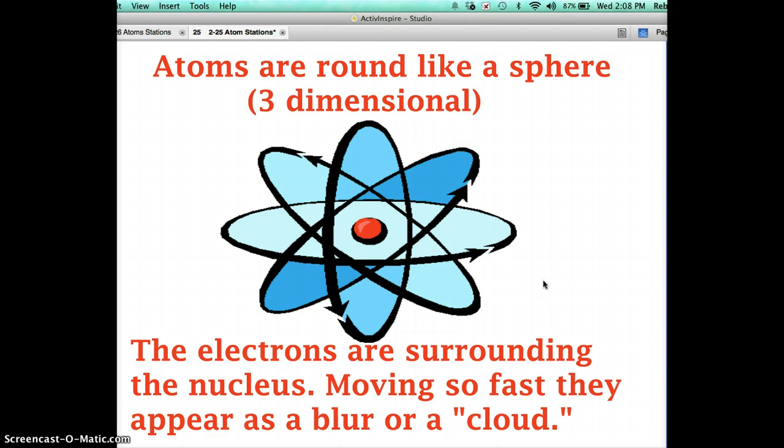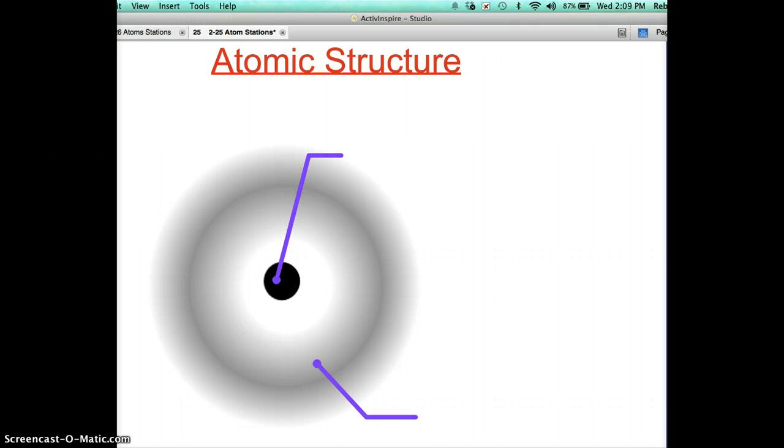Electrons are moving at 2,200 kilometers per second. That means it would only take them 18 seconds to travel all the way around the Earth. One more thing that you need to know is that even though, like Mr. Partridge said, the atoms look like they were flat, they are round like a sphere.